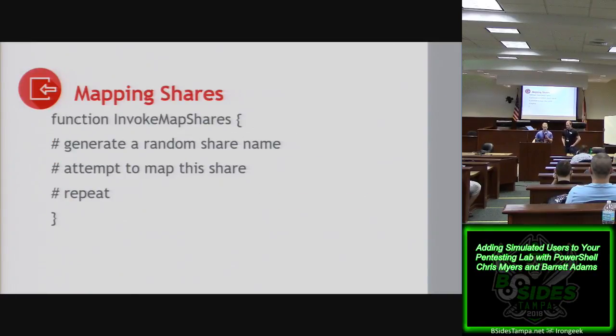So here, just generating a random name and attempting to map that share. And that'll cause Windows to go through a couple iterations of trying to look that up and connect to it.